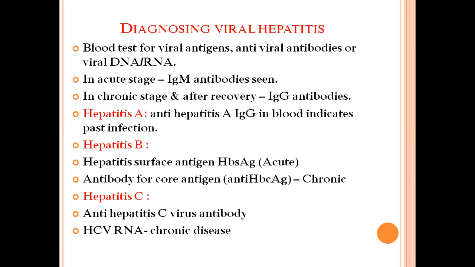In hepatitis C, the first test which is done is the anti-hepatitis C virus antibody test, and after its confirmation, the HCV RNA test, the hepatitis C virus RNA test, is done, and it indicates chronic disease. So these are the diagnostic tools for viral hepatitis.